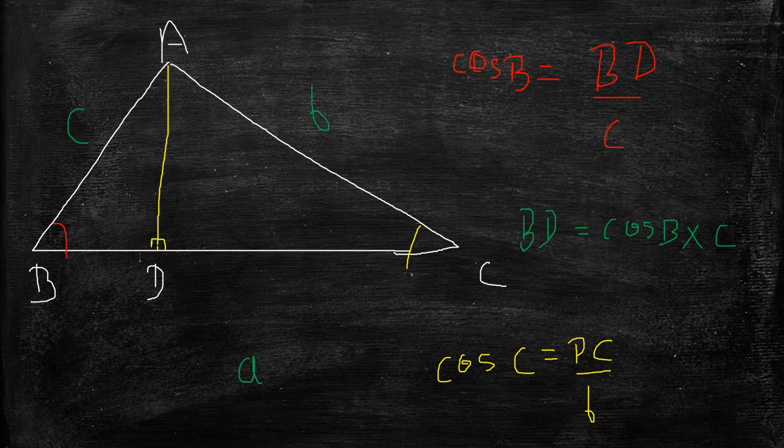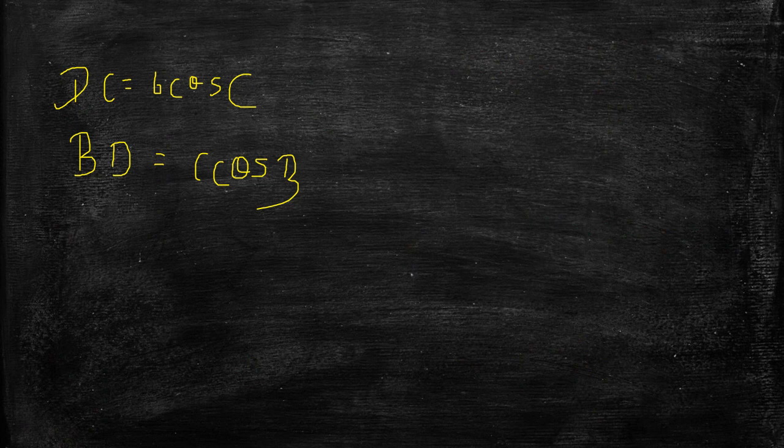So what will my BC be? My BC will be BD plus DC. What is my BD? BD is c cos B, and DC is b cos C.